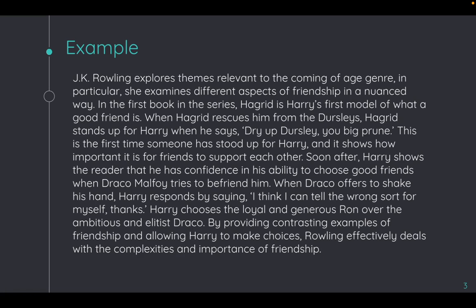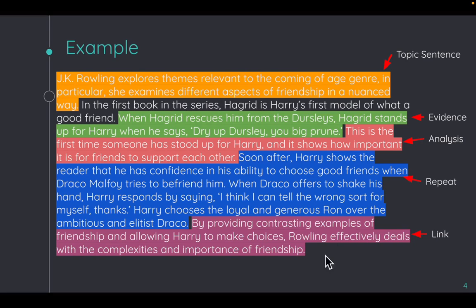Let's break it into its PEARL parts. So we have our topic sentence. Now that tells us that, okay, I'm going to be talking about themes, and well, what in particular about the themes? Friendship is the particular here. Then I have some evidence, Hagrid, and a quote, and the analysis. What's the relevance here? What does it mean? This is the first time someone has stood up for Harry, and it shows how important it is for friends to support each other. Then I repeat it.